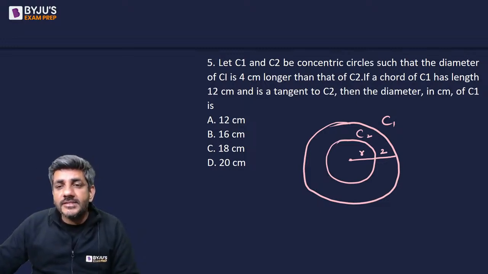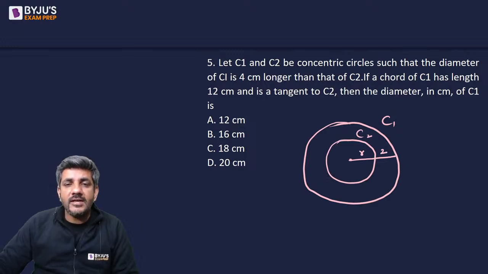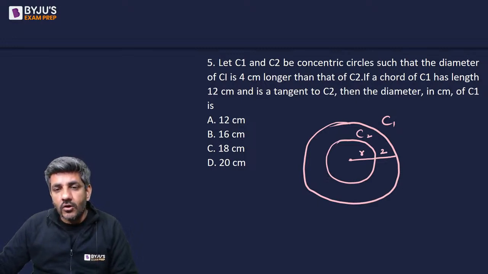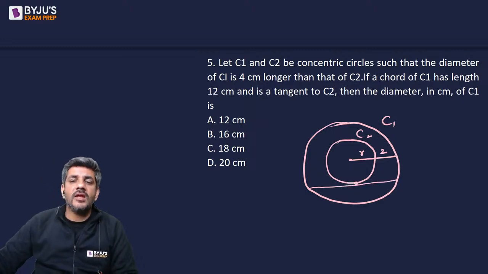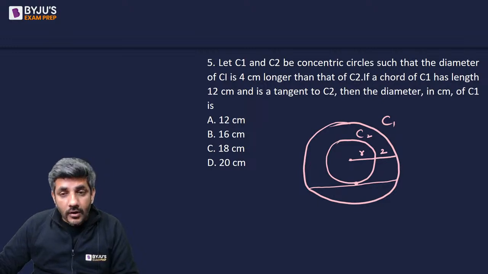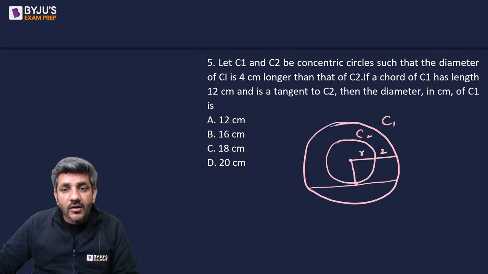If a chord of C1 has length 12 and is a tangent to C2, a chord of C1 which is tangent to C2, right? Something like this, here it is tangent and its length is 12. Because it's a chord of C1, when I drop a perpendicular from the center of C1, it will divide the chord into two equal parts.